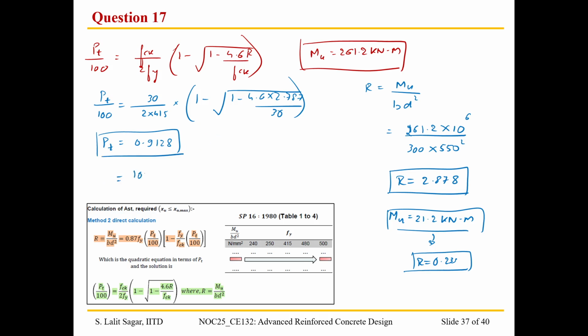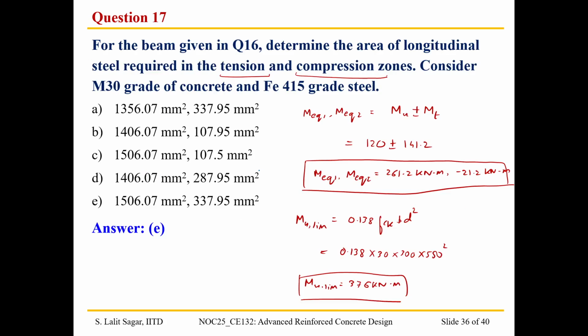pt is equal to 100 into Ast by bd, right? So Ast is equal to 0.9128 into 300 into 550 divided by 100. Simplifying this, I'm getting the value of Ast as 1506 mm square. So for option C, we got this value.